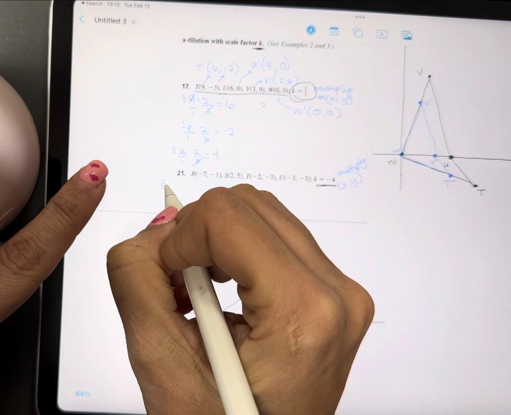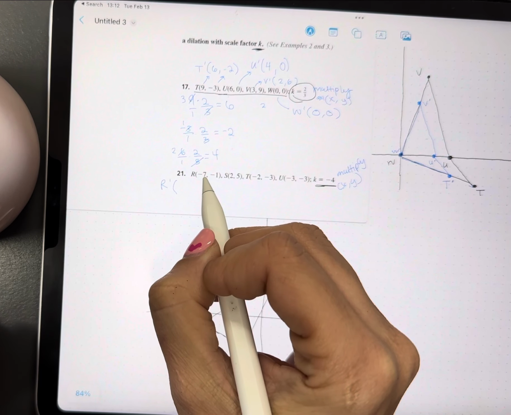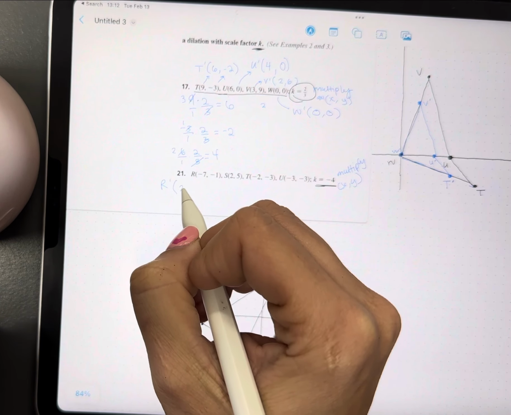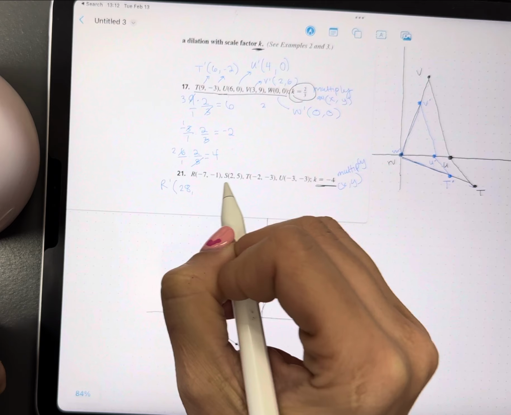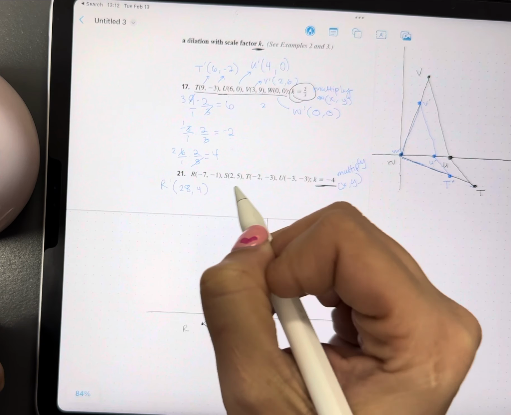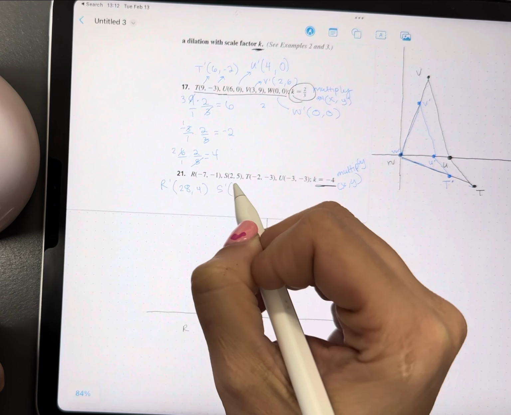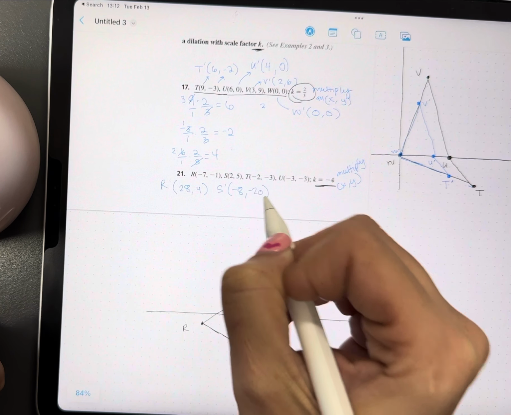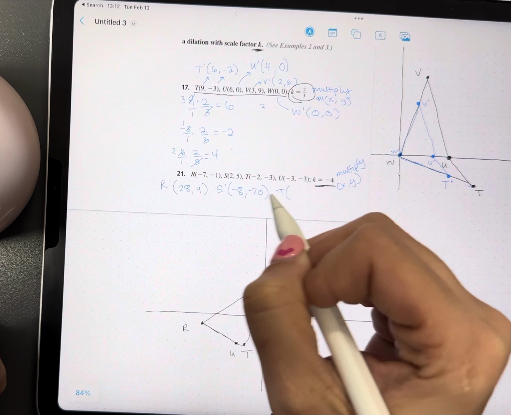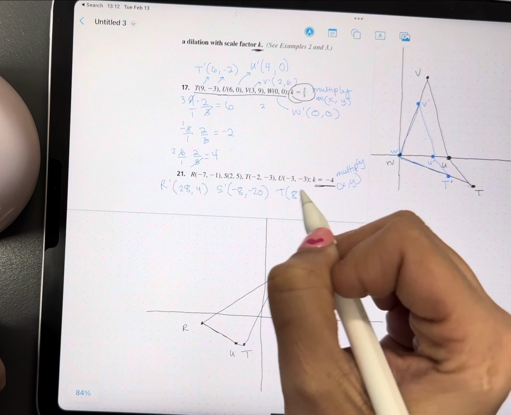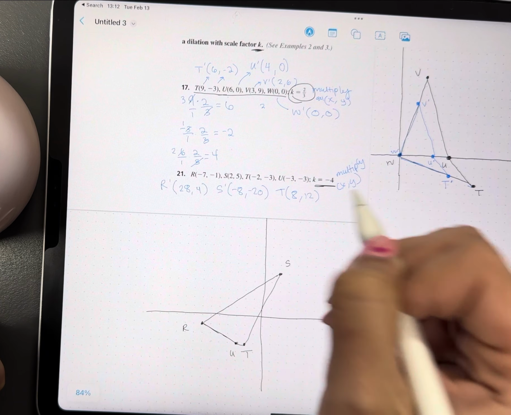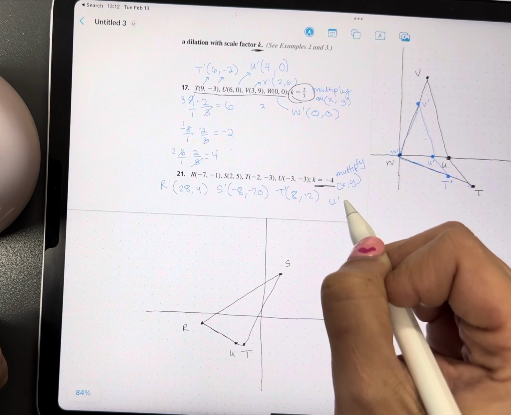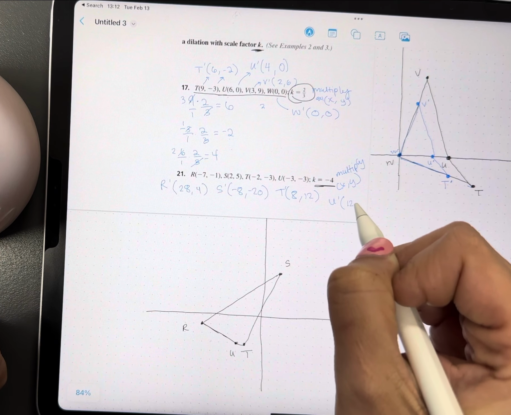So R prime will be -7 times -4. Holy crap, they've got to be kidding. That's 28. -1 times -4 is +4. Okay. S prime, 2 times -4 is -8. 5 times -4 is -20. T prime, -2 times -4 is +8. -3 times -4 is +12. And then U prime is +12, +12.